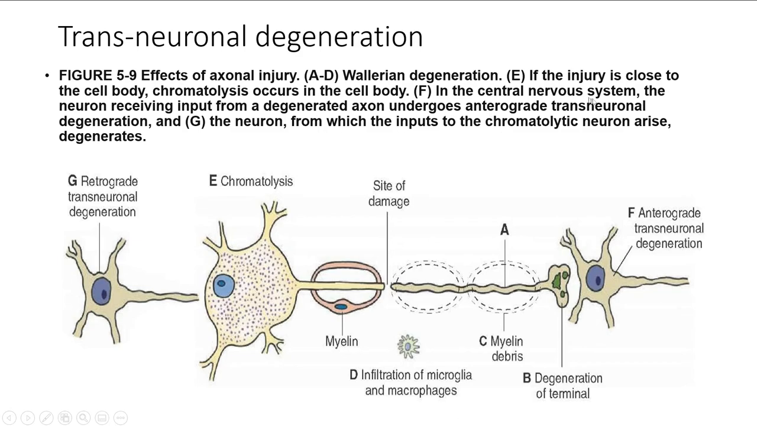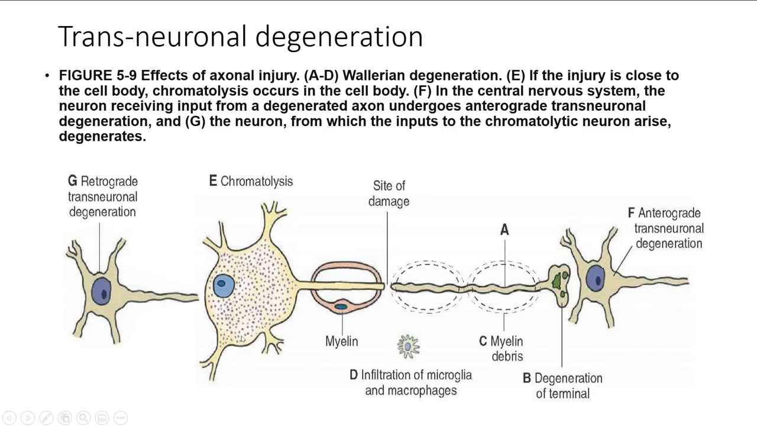Basically, in the central nervous system, the neuron receiving the input from degenerated axons undergoes anterograde transneuronal degeneration, and the neuron from which the input to the chromatolytic neuron arises degenerates. So first of all, the degeneration may be Wallerian or retrograde. This will lead to anterograde transneuronal degeneration or retrograde transneuronal degeneration, of course depending upon the type.